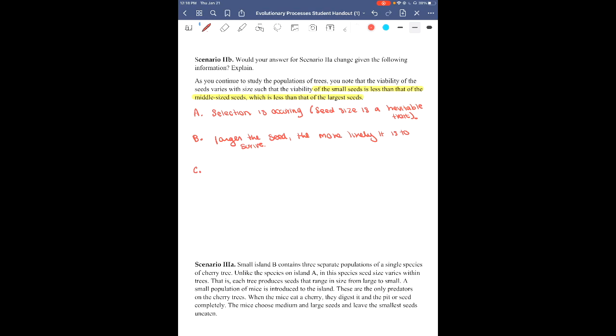And in this scenario, we need to consider both the effect of the mice and the difference in relative fitness.